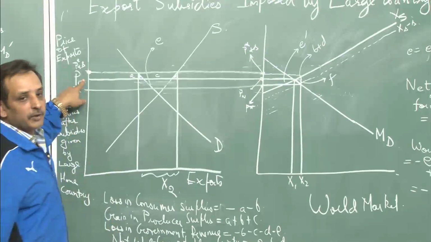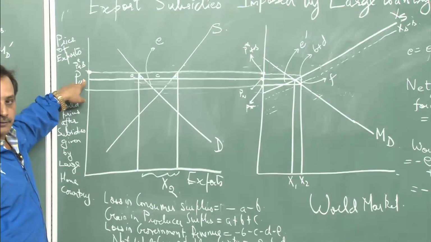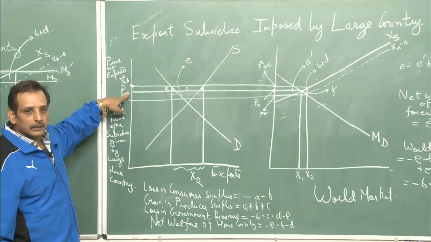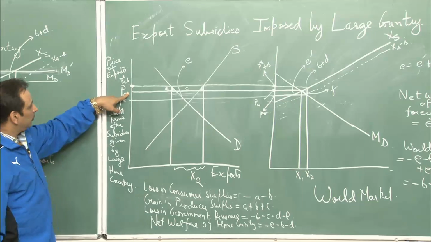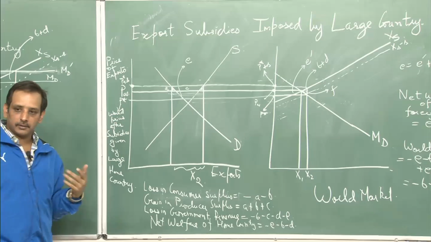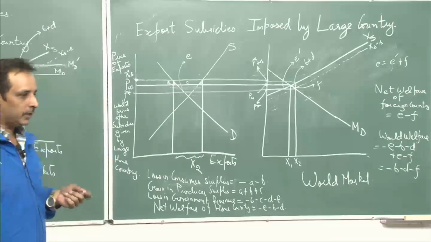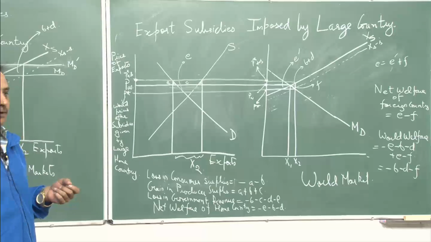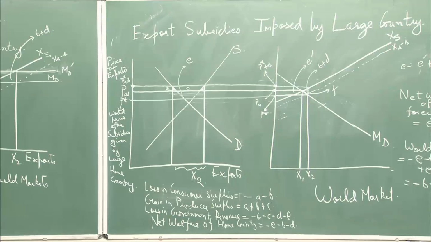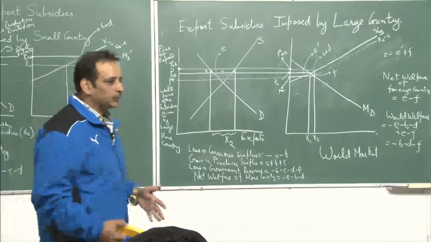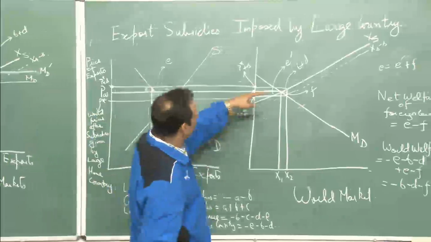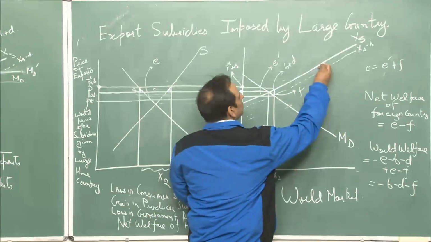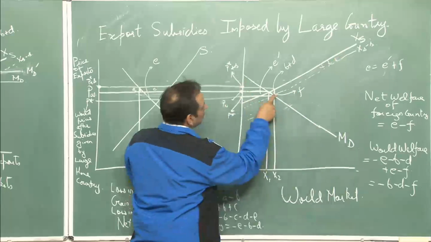So PW are the world prices in free trade. Now this country decides to give subsidies, export subsidies. So the exporters start receiving something extra for whatever they are exporting. That gives the boost. They start producing more and exporting more. When they start exporting more, the export supply curve shifts to the right. That's what happened. This is the export supply curve. It shifts to the right.